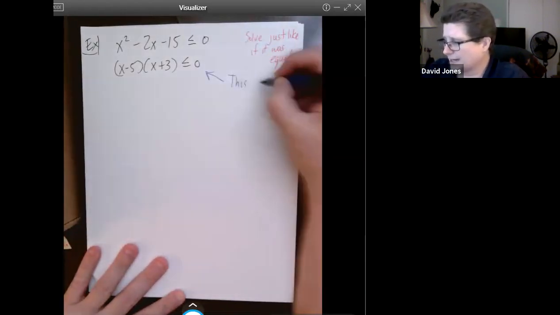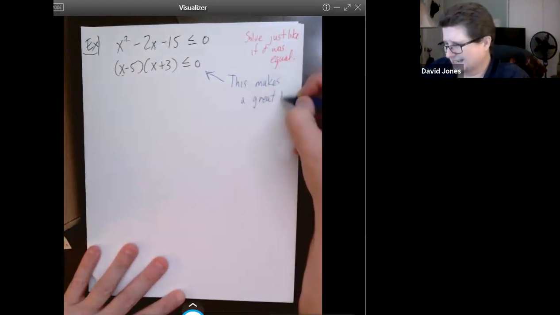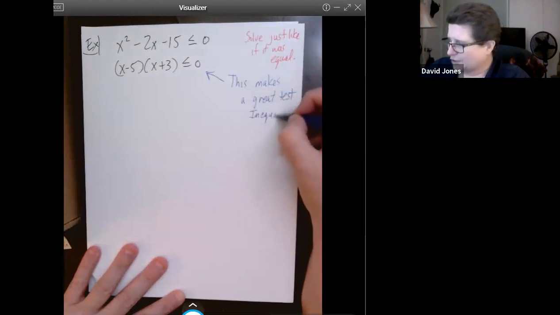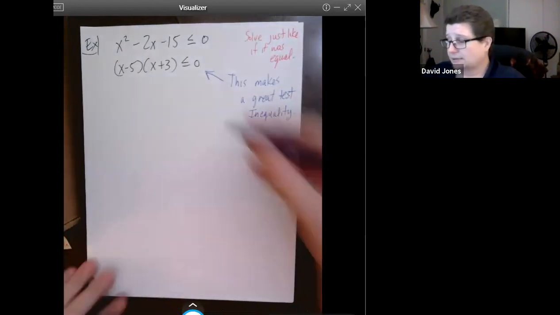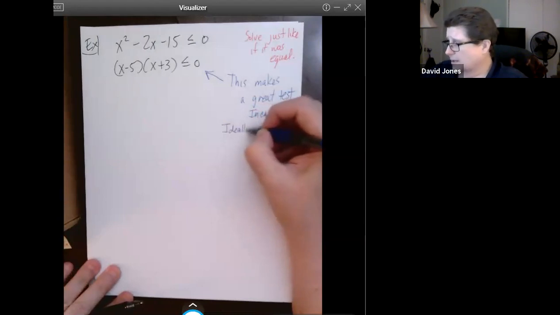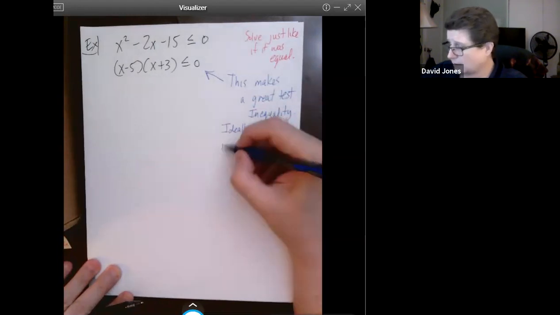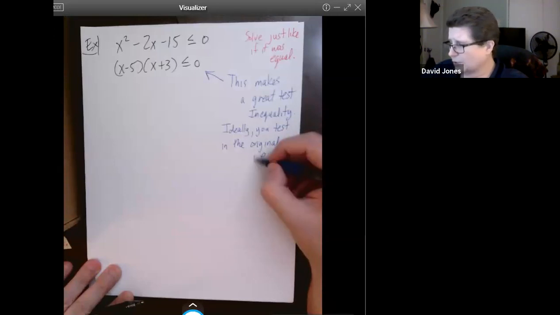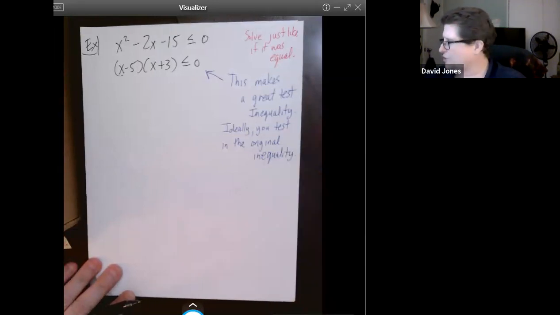This makes a great test inequality. Once you've got it factored, it makes it much easier to test here. Ideally, you test in the original inequality. Assuming you don't make errors, you can do the inequality here.